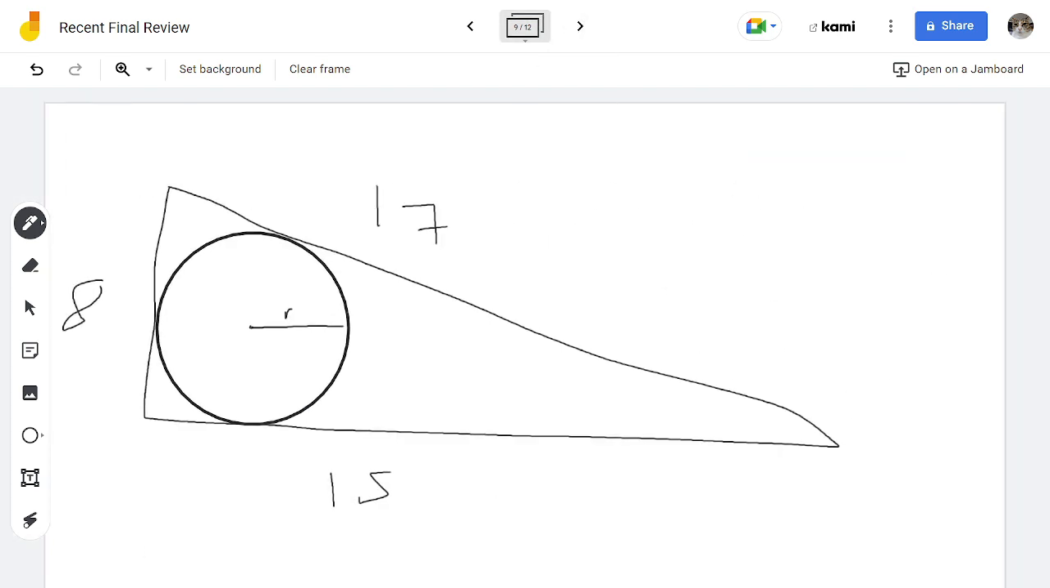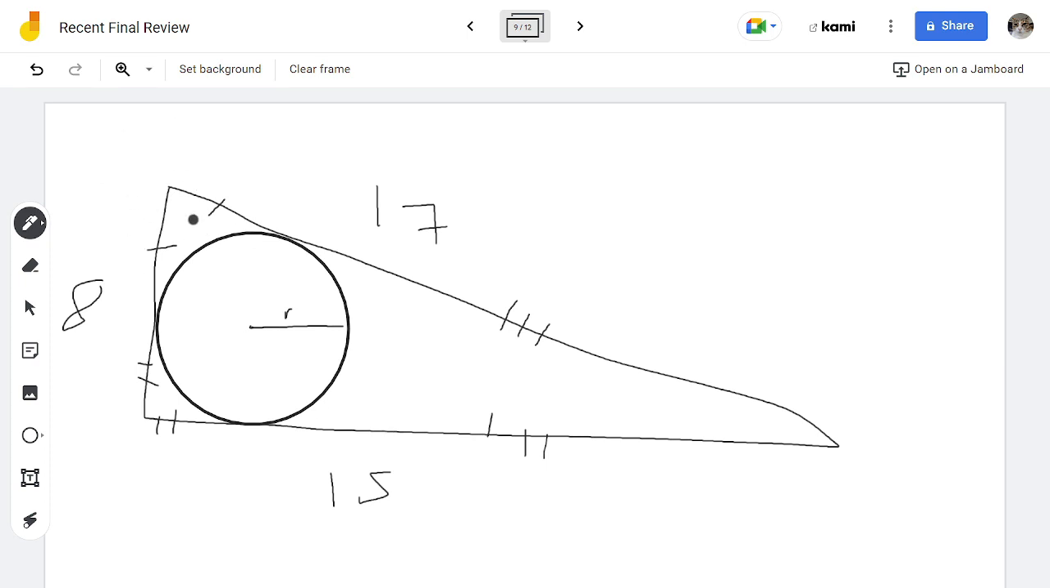Alright, this next problem, it's actually a walk around problem. If you look closely, these are tangents. And basically what this problem is asking for is the radius of this inscribed circle. So what we can do, basically we know all these are congruent.